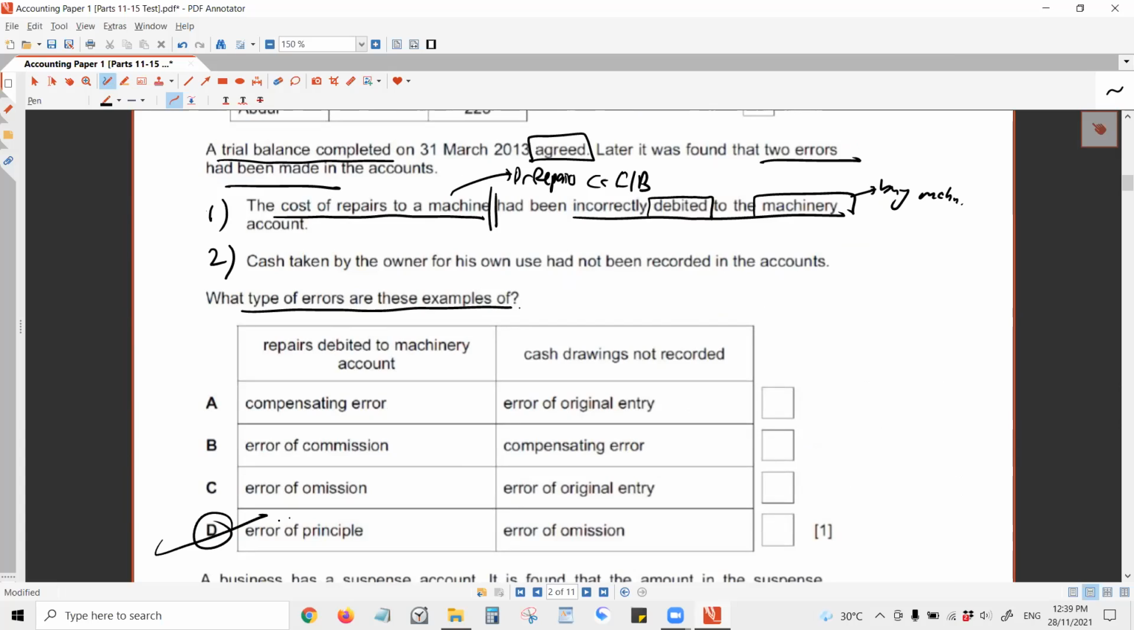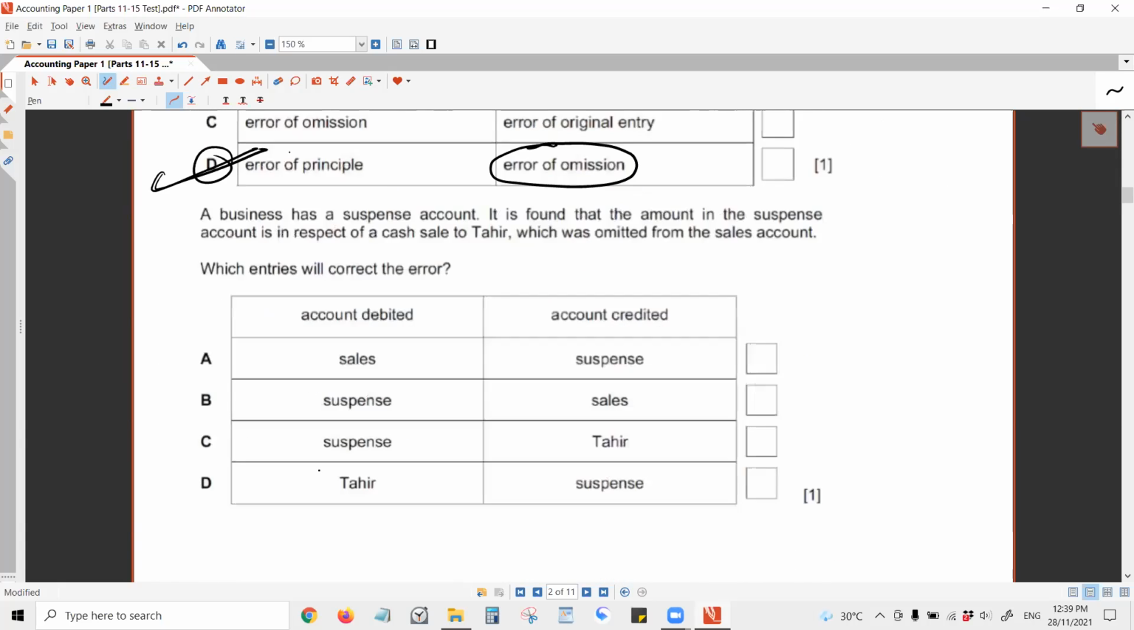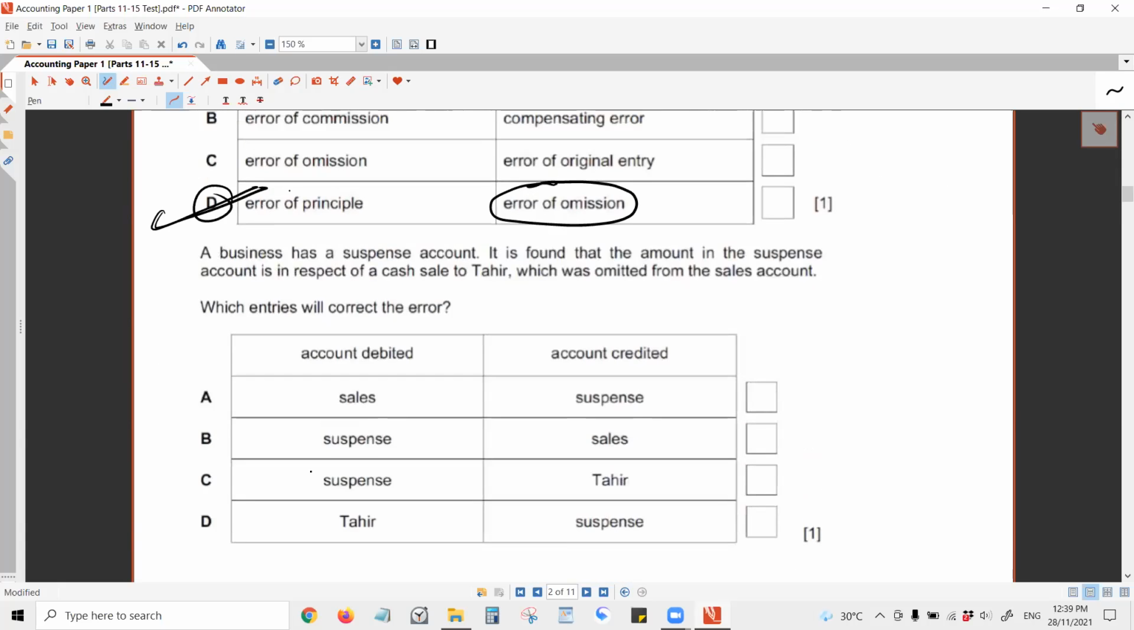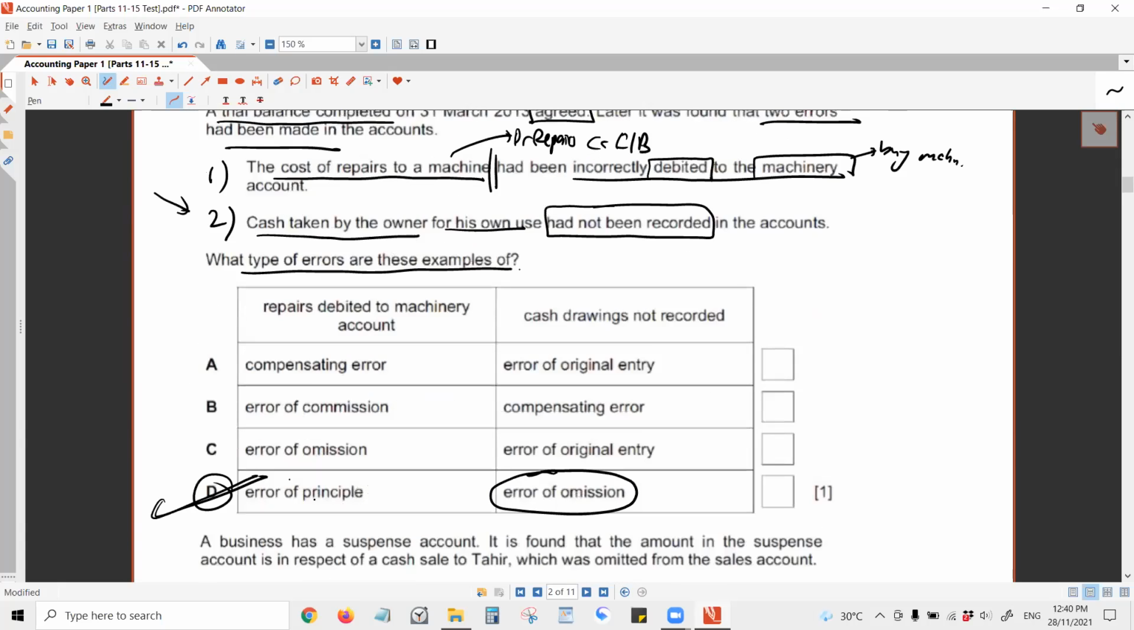If you want to be safe, you can look at transaction 2 again and see if it is consistent with the answer here also. Cash taken by owner for his own use had not been recorded in the accounts. No debit done, no credit has been done, so error of omission. Answer is D. Next week at the same time, we continue with this paper, with the next question on this page. If you want to attempt all the questions, I encourage you to do so. For the second one, debit drawing, credit cash, correct?